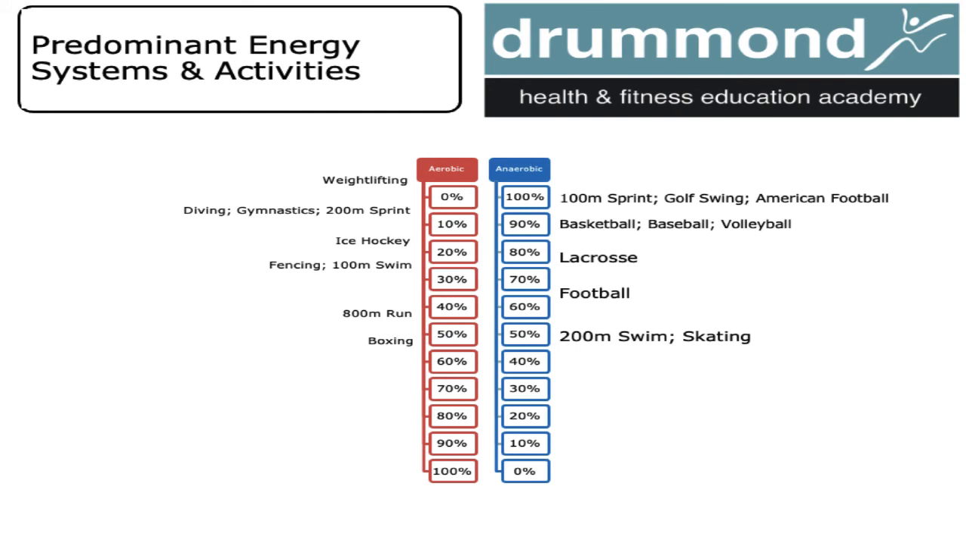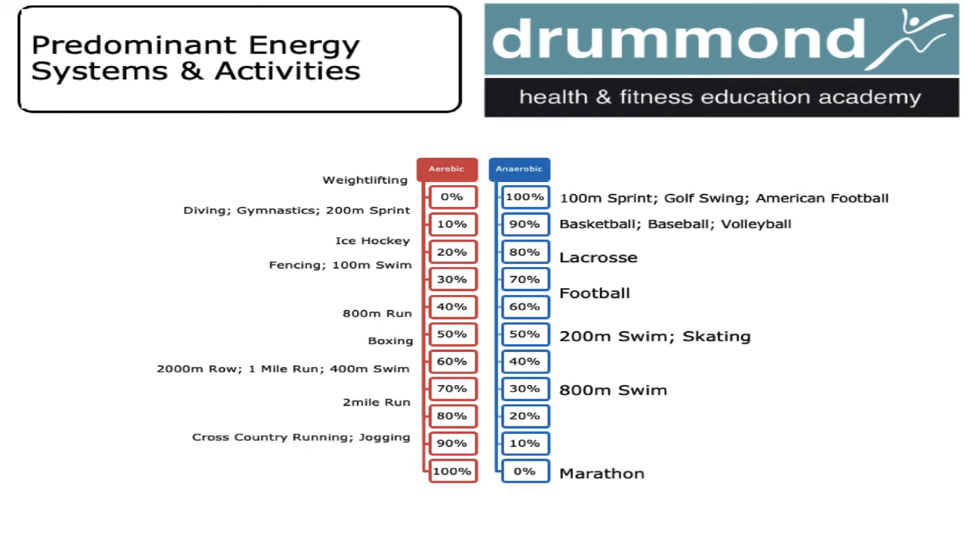We're now going to move into the more predominantly aerobic exercises, such as 2,000-meter rows, 1-mile runs, and 400-meter swims. However, there are going to still be a degree of anaerobic energy production within these activities. 800-meter swims and 2-mile runs are going to get into the majority of aerobic-based activity. And then the final section of cross-country running, jogging, and marathon running are going to be almost 100% fueled by aerobic energy systems.